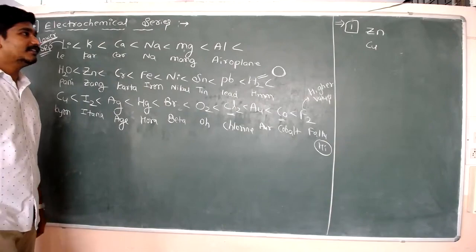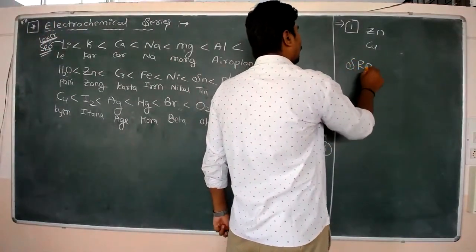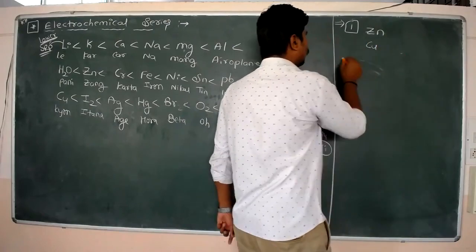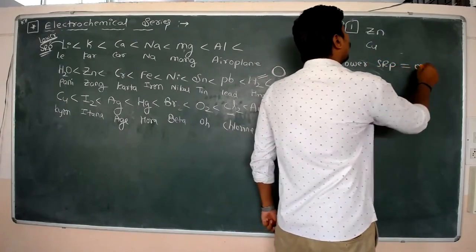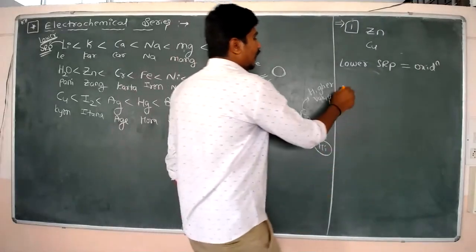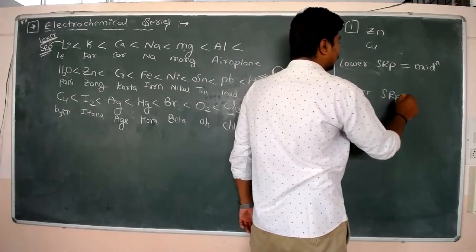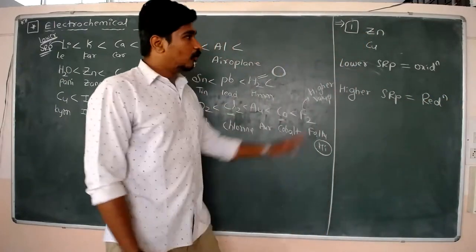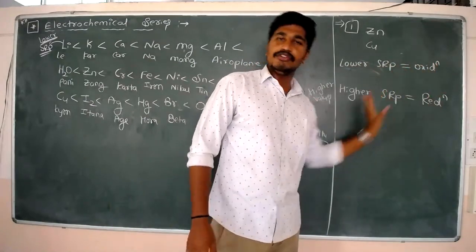What is that hint? The one which is having lower SRP undergoes oxidation. And the one which is having higher SRP undergoes reduction. Lower SRP element undergoes oxidation, higher SRP element undergoes reduction.